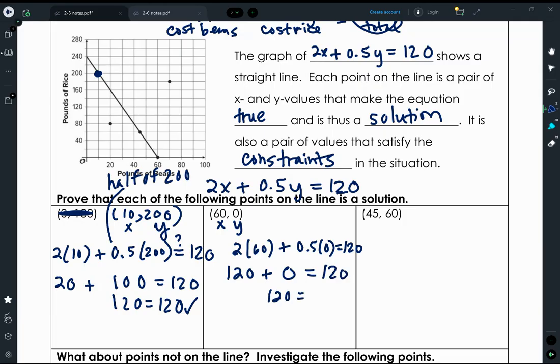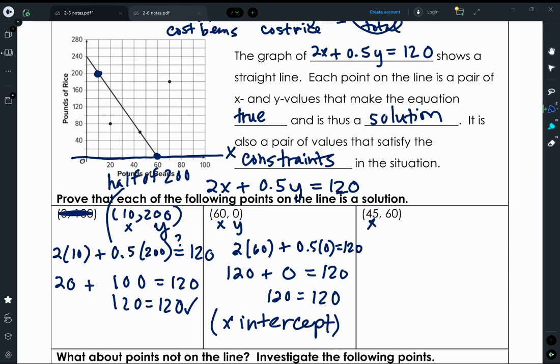120 equals 120. And this point was right here, 60, 0. So it was another point on my line. This point, if we look at this and think about it, this is my x-axis, it just says pounds of beans axis. But that point is really an x-intercept. Because my y is equal to 0, it's a point right on that line. So it is also an x-intercept. That's just something we'll do more with over the next few days.